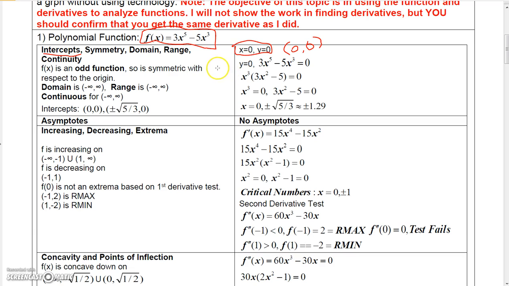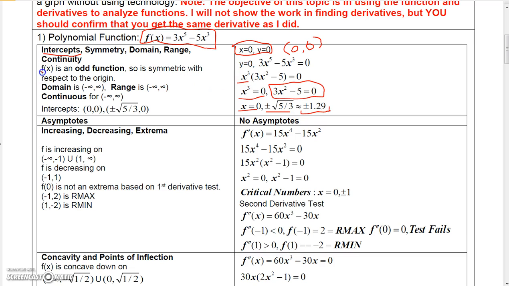Now, if you let y be 0 and solve for x, you can factor x cubed out of that, and then you get x cubed times (3x squared minus 5) equals 0, which leads to x equals 0, which we already knew. But if you solve the other equation, you get x equals plus or minus the square root of 5/3, which is roughly plus or minus 1.9. Now, I never said that these were going to be nice round numbers.